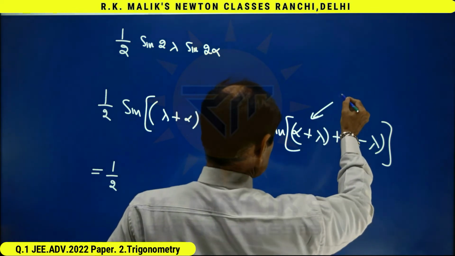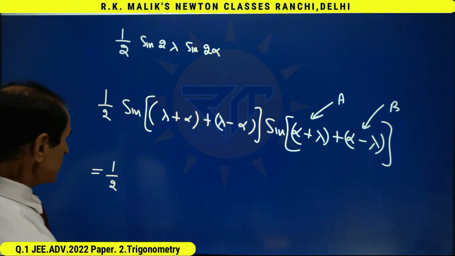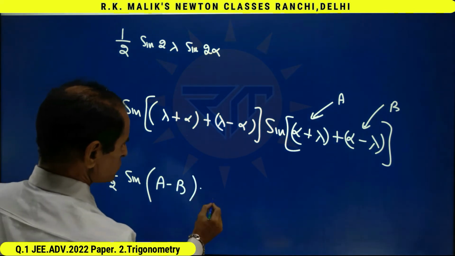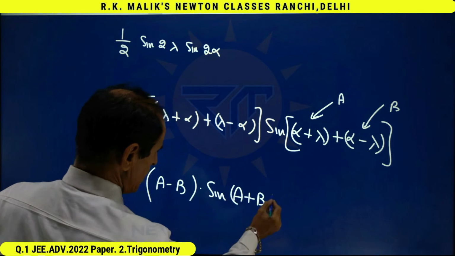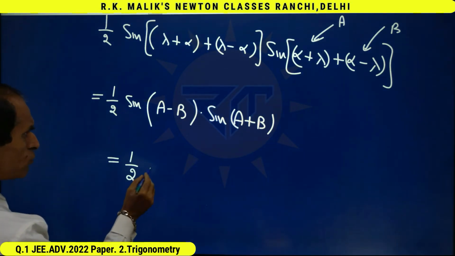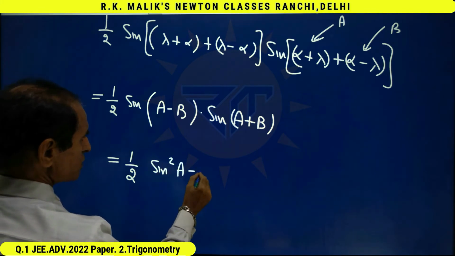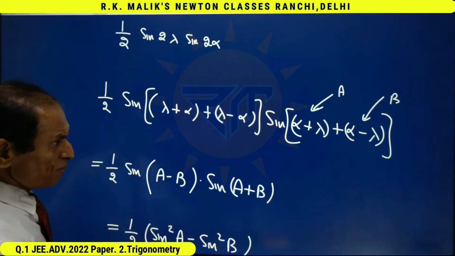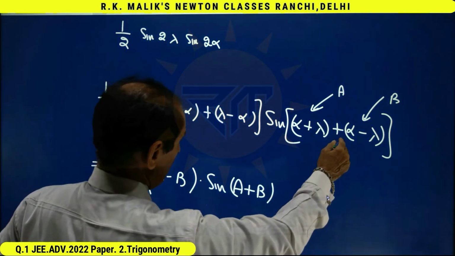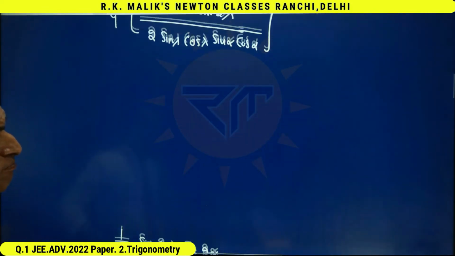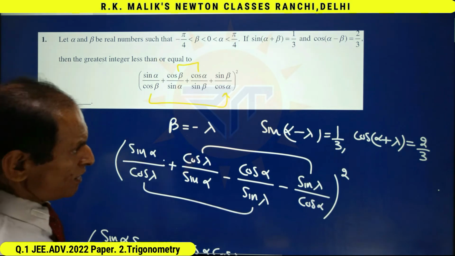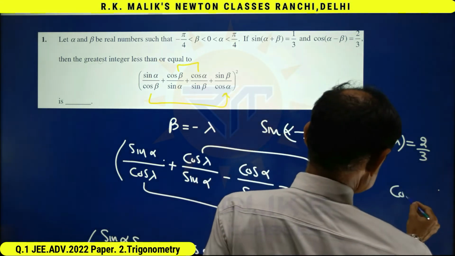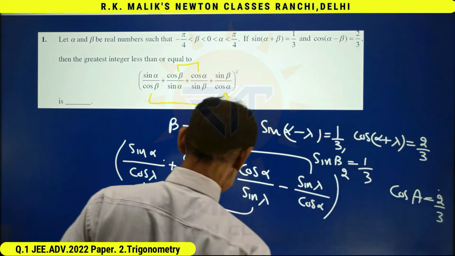Take this as A and this as B. I get sin(A minus B) into sin(A plus B), that is I get 1 by 2 (sin square A minus sin square B). And now because alpha plus lambda has been taken as A and alpha minus lambda has been taken as B, hence I can say sin B is 1 by 3 and cos A is 2 by 3.